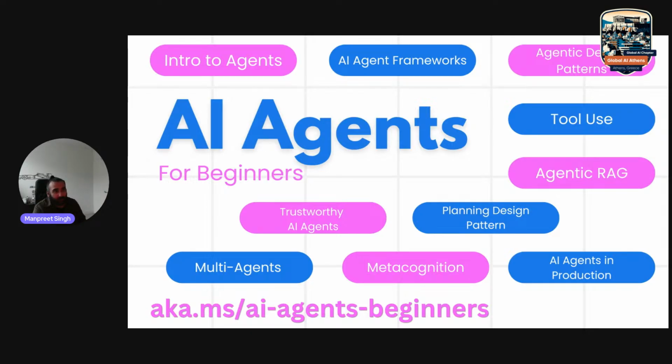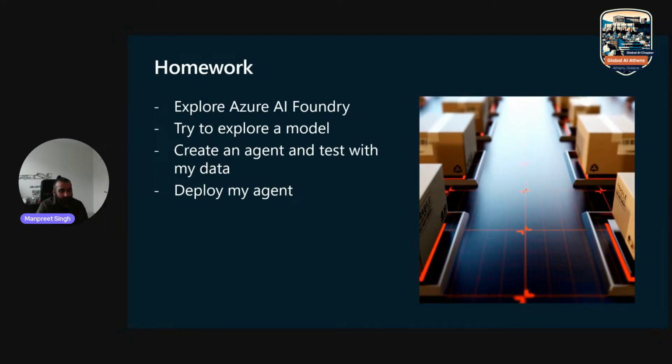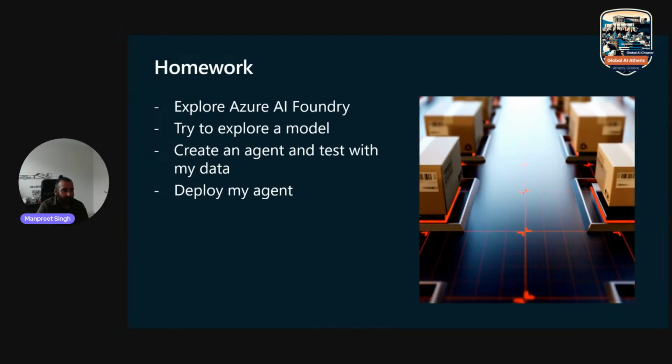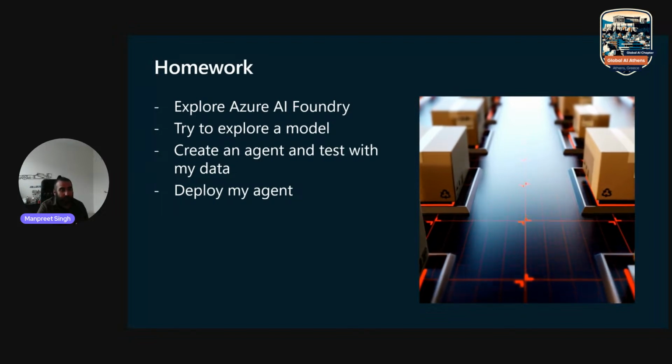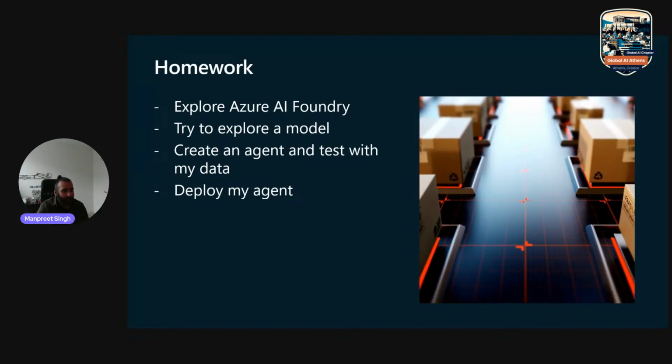So the agent framework which you're trying to build, you can build it as quickly as downloading that GitHub code. But yeah, homework. Try to explore Azure AI Foundry. Just go to ai.azure.com, log in with your credentials. If you have one, that's perfect. If not, just provide your credit card and create a dev account for yourself.